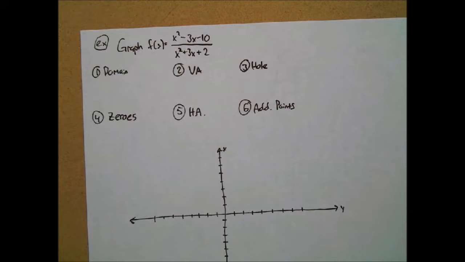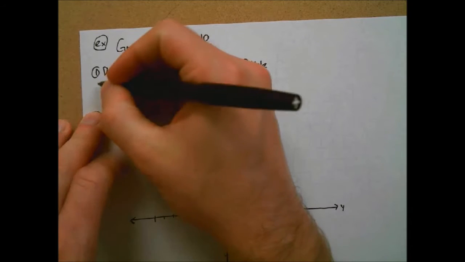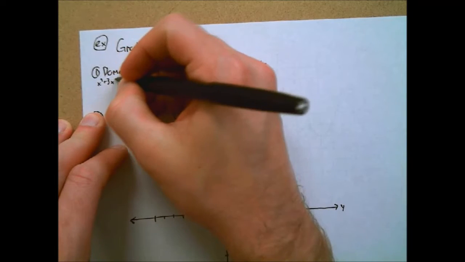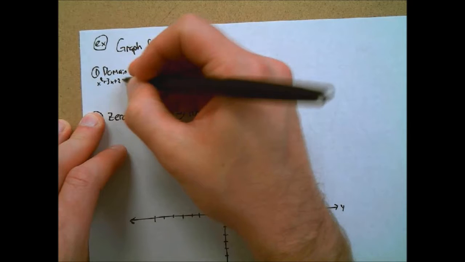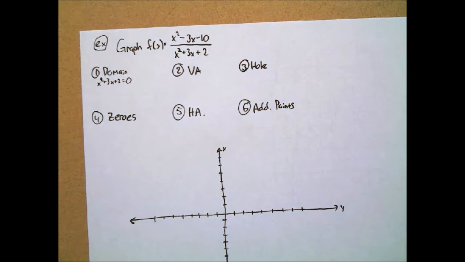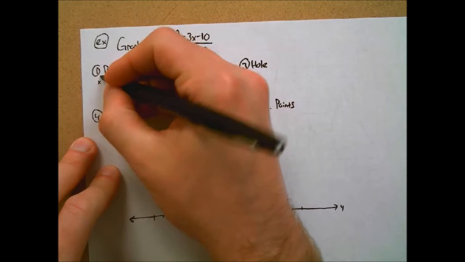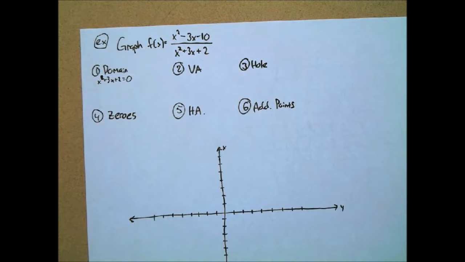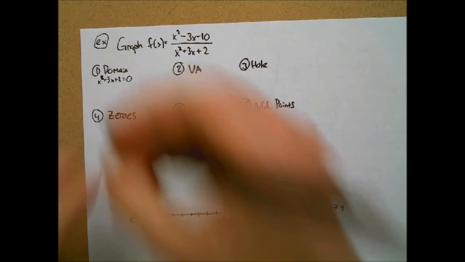Okay, so the domain, right? We're looking for domain restrictions here. Can we potentially divide by 0, for example? Yes. So we're going to take that denominator, x squared plus 3x plus 2, and set it equal to 0. And of course, in this case, to figure out when it equals 0, what do we need to do to solve this? Factor, right? Okay. So what does it factor to be?